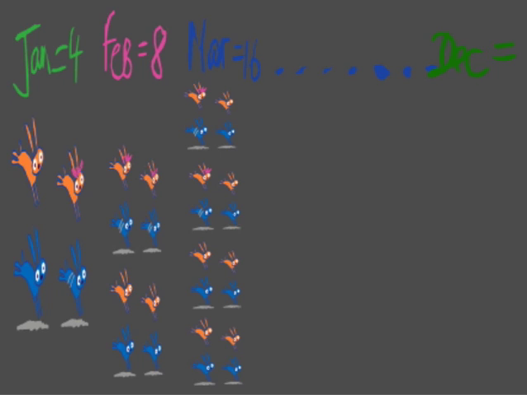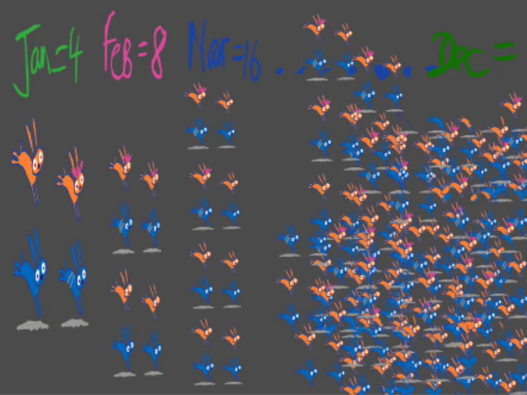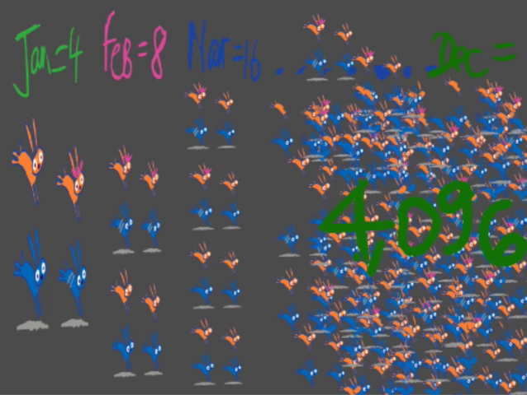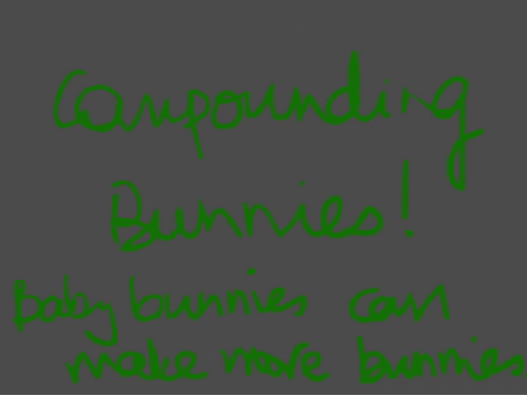In March, you're going to have 16 bunnies. And what do you think you might have in December? The answer is actually you're going to have 4,096 bunnies. And this is what I call the compounding bunnies, because baby bunnies can make more bunnies. So 3 things to remember: how many bunnies you start with, how many bunnies in each litter, and how long does it take to make bunnies.